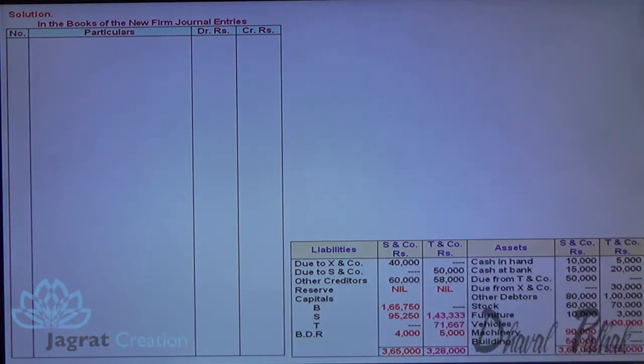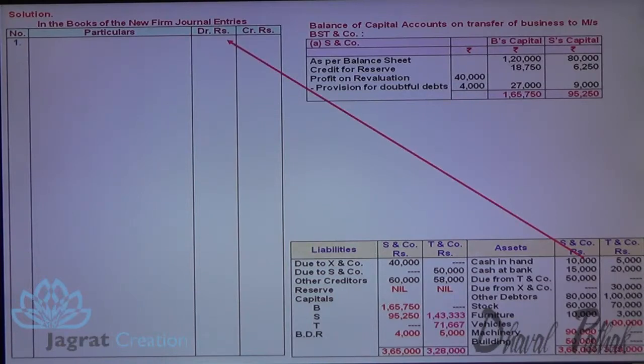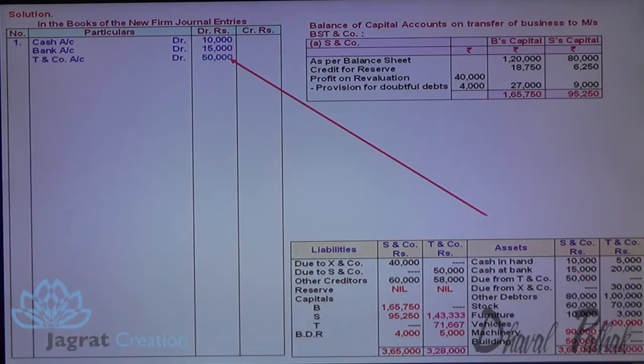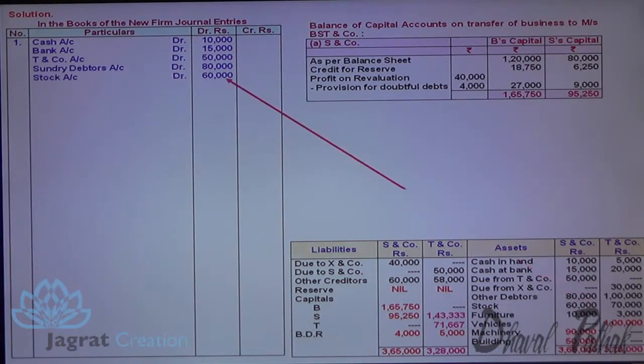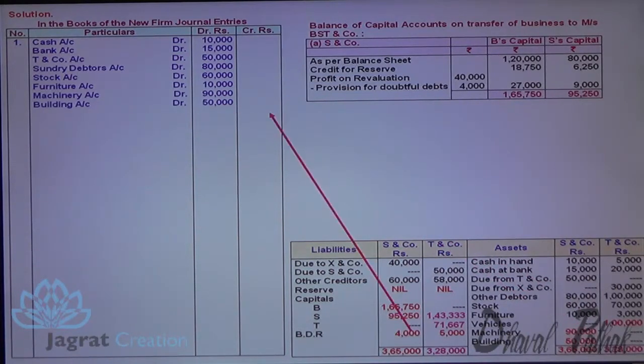All these assets and liabilities and capital are taken. So let me write down the journal entry one way. This is the working note that I have prepared for the purpose of absorption entries in the books of the new firm. So first of all, cash account debit, cash in bank account debit, due from T and company account debit, stock account debit, furniture account debit, vehicles account debit, machinery account debit, building account debit. To bad debt reserve, to due to X and company 40,000, to creditors.